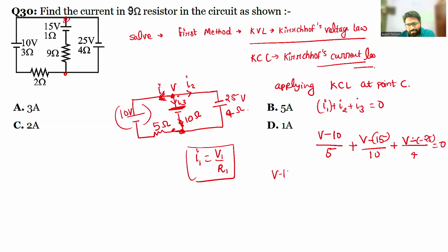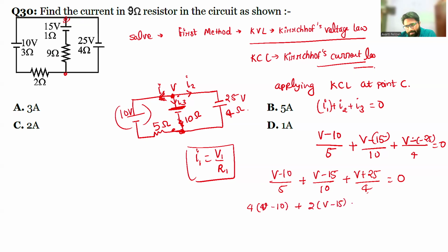So this will become V minus 10 upon 5 plus V minus 15 upon 10 plus V plus 25 upon 4. So you can multiply with 20 over here. Why are we multiplying with 20? 20 is the LCM of the denominators. So it will cancel out the denominators. So it will become 4 times of 5 for the 20. 4V minus 10 plus 2V minus 15 plus 5V plus 25.